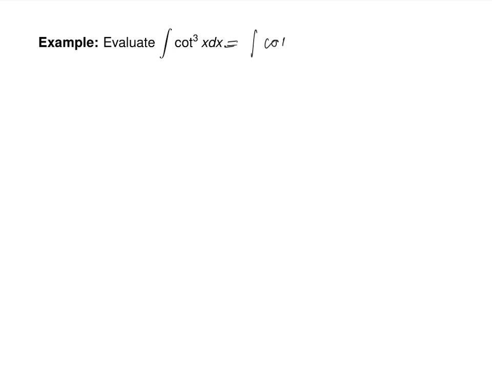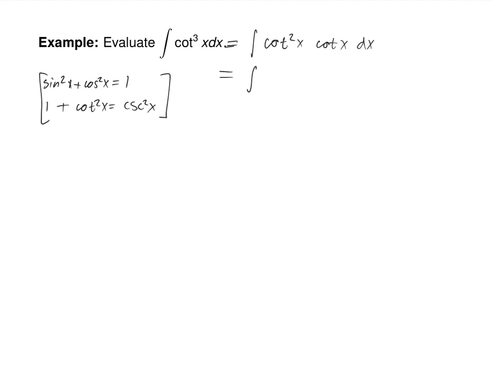So, integral of cotangent squared x cotangent x dx. Okay, so what's cotangent squared equal to? We know that sine squared x plus cosine squared x equals 1. To get cotangent, I need cosine over sine, right? So 1 plus cotangent squared x equals cosecant squared x, right? Okay.